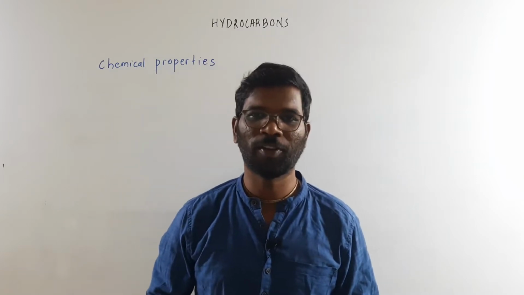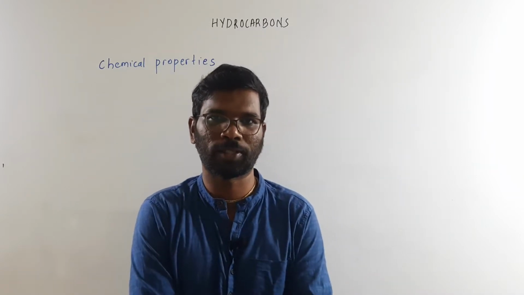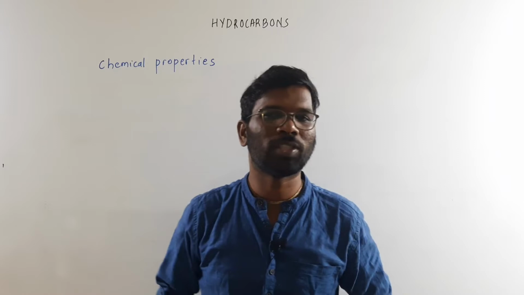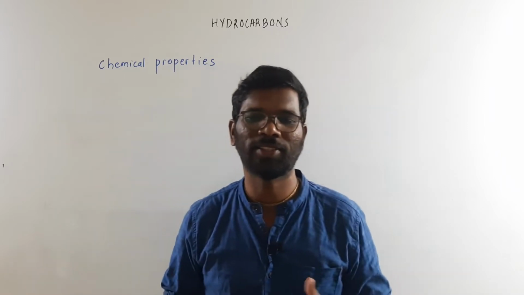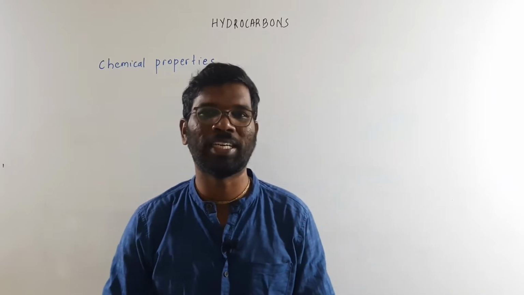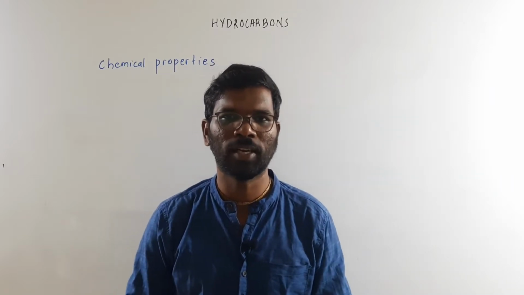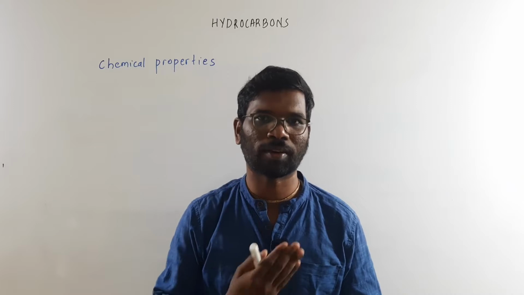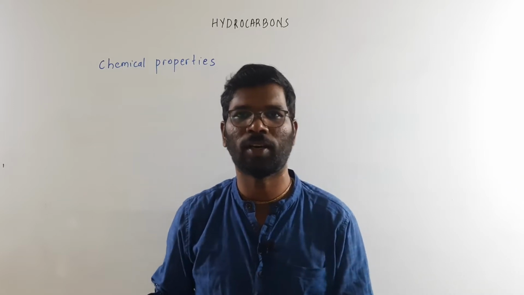Hello students, here we are going to learn about the chemical properties. In chemical properties, mostly what we learn is how alkenes react with other compounds. It may be a hydrogen, it may be a halogen, it may be some halogen acids. So we have to just understand the reactions of the alkene with the other compounds.